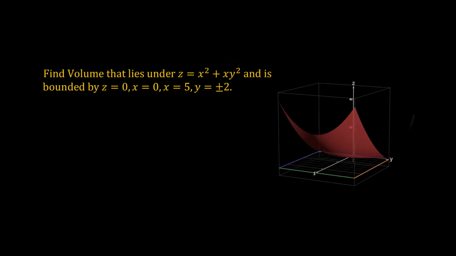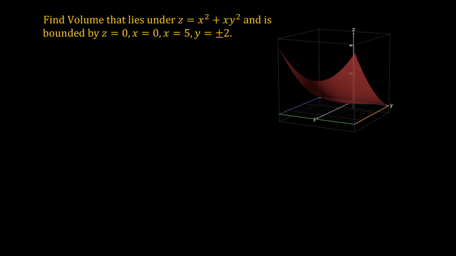Now let me show you another example. Find the volume that lies under z equals x squared plus xy squared and is bounded by z equals 0, x equals 0, x equals 5, and y equals 2 and -2. Here you can see the graph of this surface.